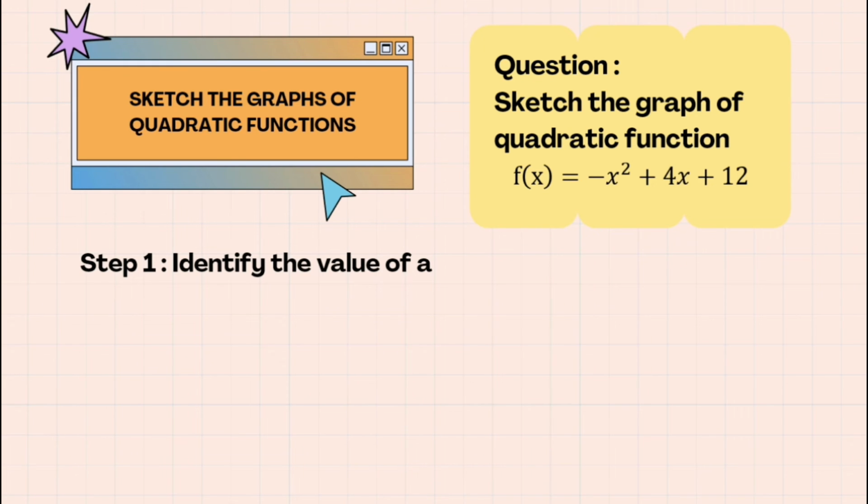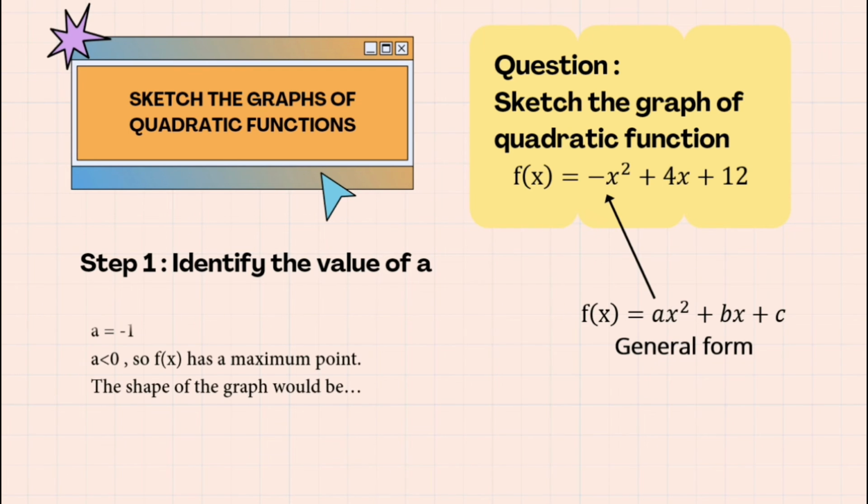If you look at the function given here, the function is in general form. Still remember what general form is? General form is when f(x) equals ax² + bx + c, where a, b, and c are constants. Hence, the value of a is the coefficient of x². So can you see the coefficient? Yes, the value of a is -1. This means that a is less than 0. Hence, the function has a maximum point. Therefore, the shape of the graph would be an upside-down parabola.